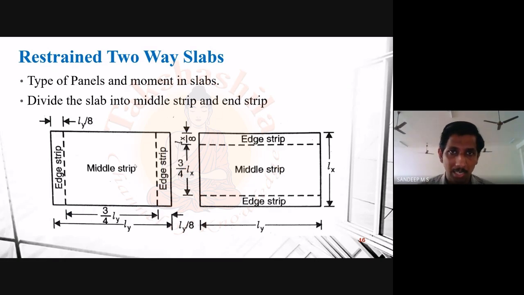That is, if they are restrained against rotation, what you have to do is adopt this method. If they are restrained against rotation, they will come under restrained two-way slabs. And in these slabs, what we should do, that is what we are going to discuss now.